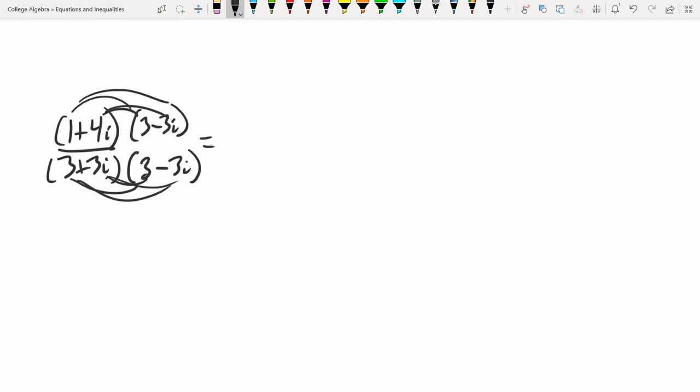1 times 3 is 3. 1 times negative 3i is negative 3i. 4i times 3 is plus 12i. And 4i times negative 3i is negative 12i squared. i squared is negative 1, so that makes this positive 12.